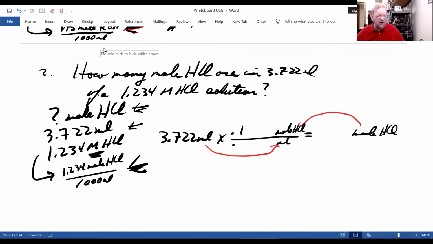So I have 1.234 moles of HCl per 1,000 milliliters. Remember, 1,000 is the exact number. Now, milliliters divided by milliliters cancel out. I'm left with the right units. And now, before I go, notice 4 significant figures. 4, my answer should have 4. So let's go to our calculator.